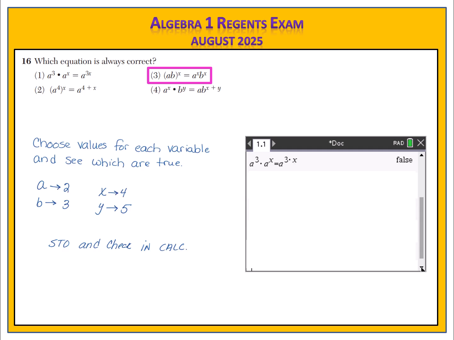When I type the first one in, a to the third times a to the x equals a to the 3x, the calculator tells me that's false. That equation is not true for those values, and therefore the equation is not always correct. I then try the second one. Again, false. This equation was not true for the numbers that I picked, and therefore the equation is not always correct. The third choice tells me true.